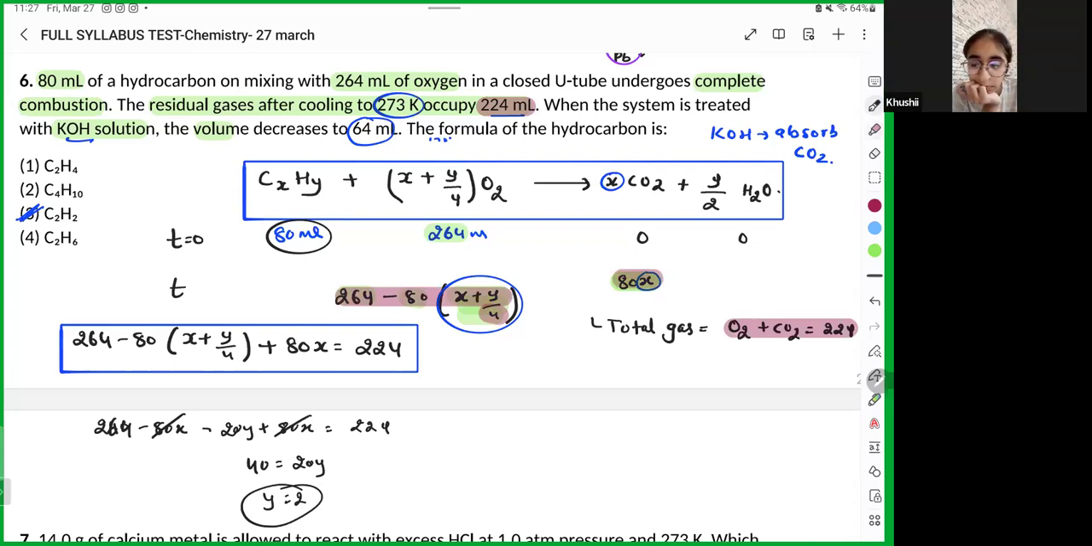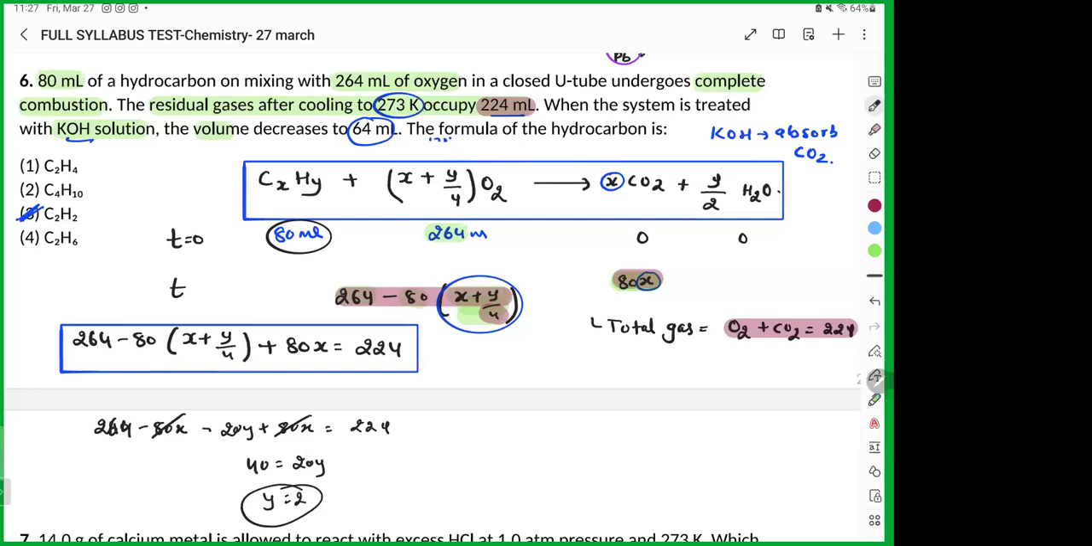The second thing it says is that if you add KOH solution, KOH will absorb all the CO2. So the remaining amount will be oxygen only. So after adding KOH, what is the oxygen amount? It is equal to 64 ml. Correct? And according to the formula, 264 minus 80 times x plus y by 4 is equal to 64 ml.